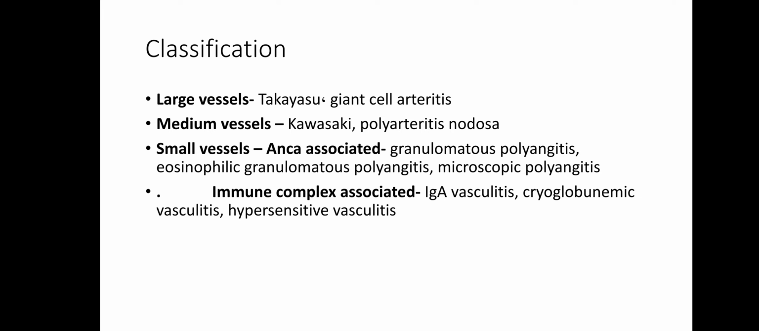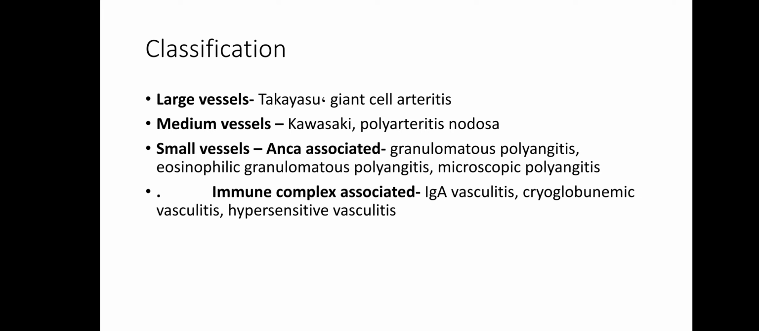Small vessels now, these are the arterioles and the capillaries and the venules. So we divide small vessels into ANCA associated. ANCA is anti-neutrophilic cytoplasmic antibody, and then there is immune complex associated. So ANCA associated small vessel vasculitis is granulomatosis with polyangiitis, which used to be called Wegener's. The name was changed because Wegener was a Nazi physician. Eosinophilic granulomatosis with polyangiitis, now this used to be called Churg-Strauss, and there is microscopic polyangiitis. We'll look at this later.